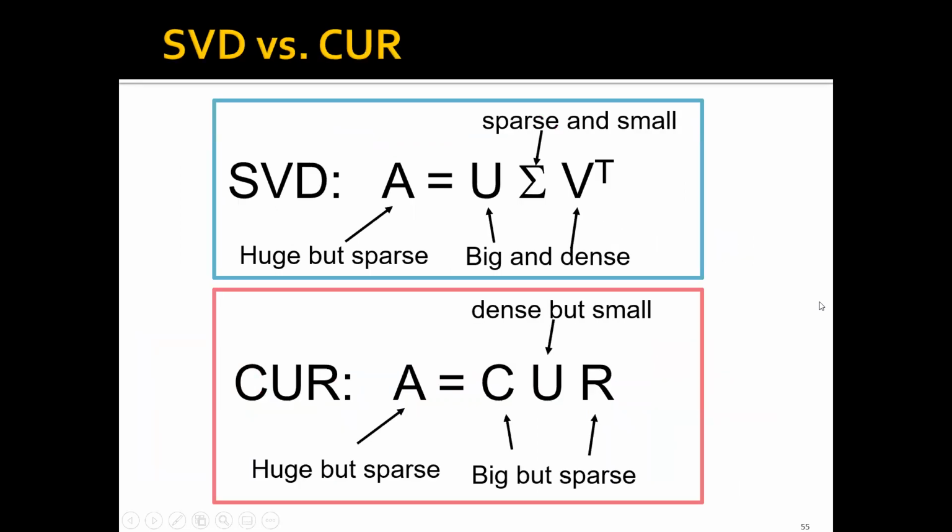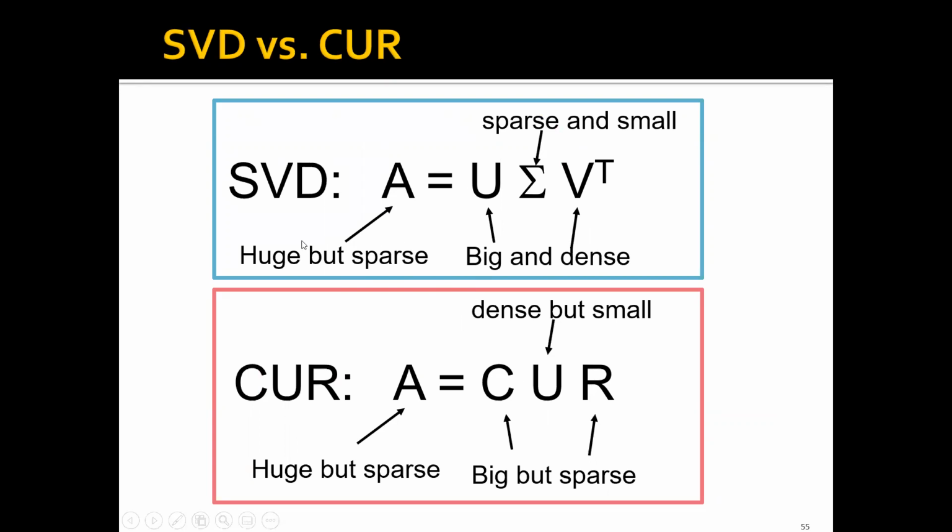Comparing CUR and SVD, we can see that both of their input matrices are huge but sparse. But in SVD, the matrices U and V are actually very big and dense, and therefore they will take up a lot of space to store. But in CUR, the C matrix and R matrix, although they're also very big, are very sparse, and therefore it will take up much, much less space to store.